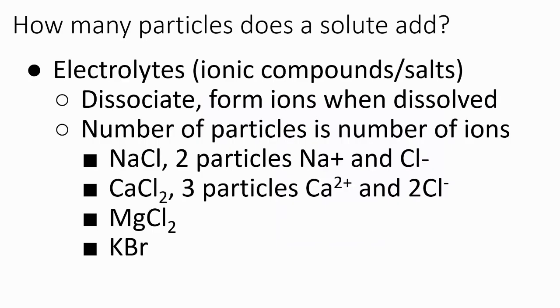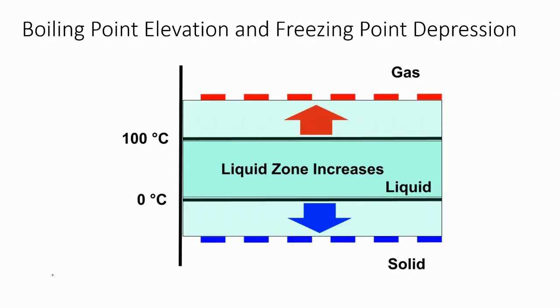When we create a solution, the freezing point is depressed. We drop the freezing point, okay? And when we add a solute, we increase the boiling point. So this is the picture that's in my head. The boiling point is increased, the freezing point is decreased, so we're just increasing the liquid zone when we add a solute to our solvent. That's how I remember the boiling point is elevated, the freezing point is depressed.